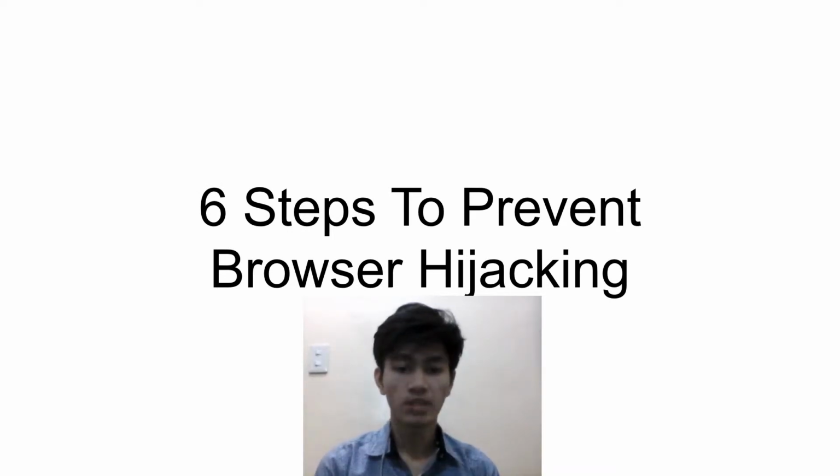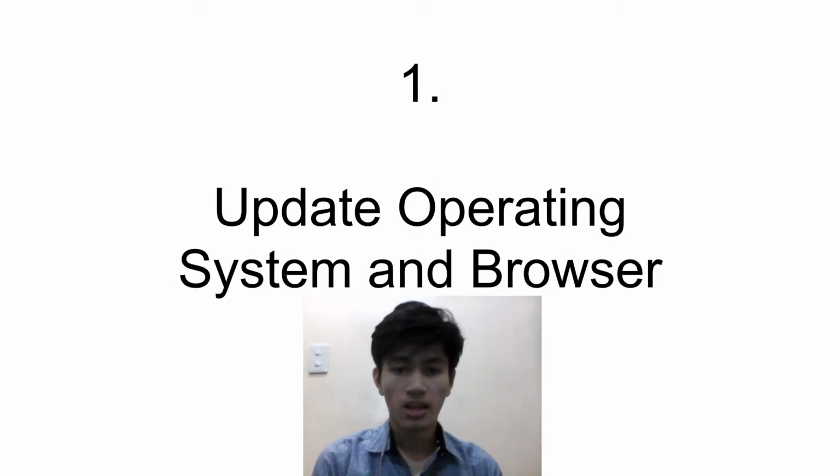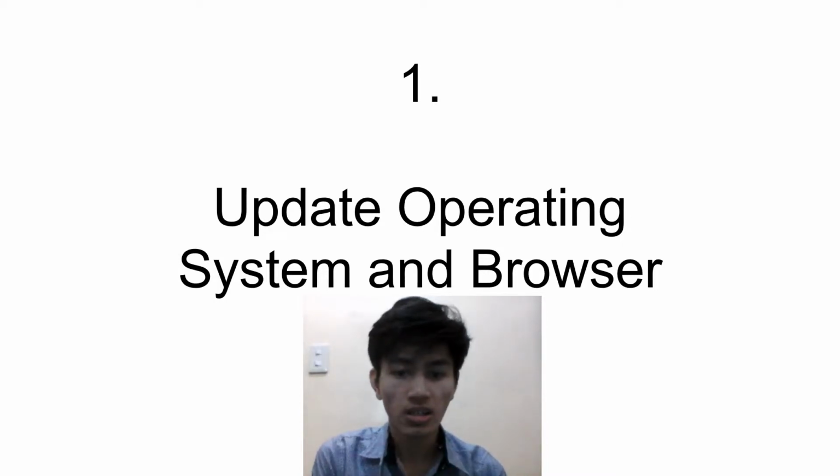Steps to prevent browser hijacking. Update operating system and browser. One of the best preventions from browser hijacking is to keep your browser updated with the recent security features. The authors of browser hijackers look for any vulnerability in the system that they can exploit. Today, browsers have introduced anti-hijacking elements which keep your browser software up to date.